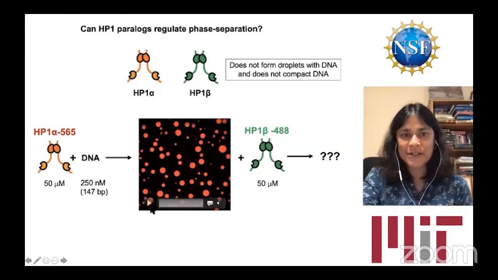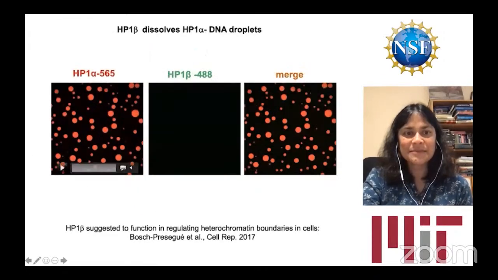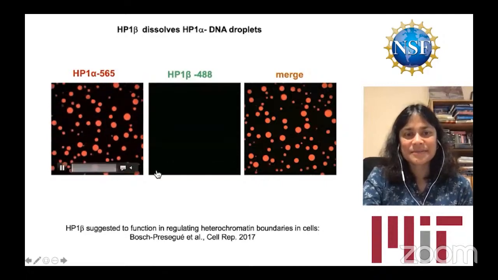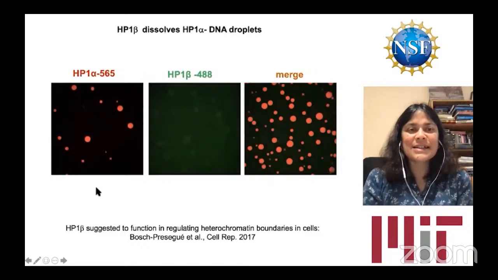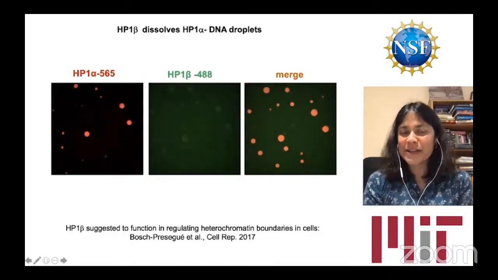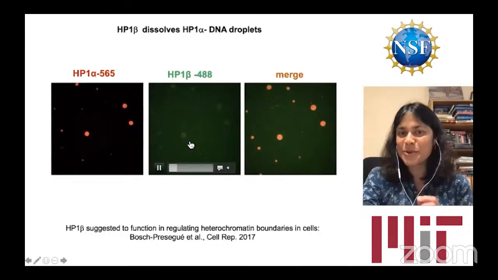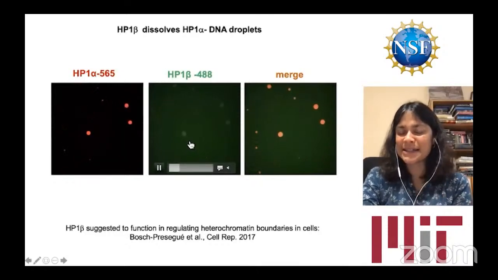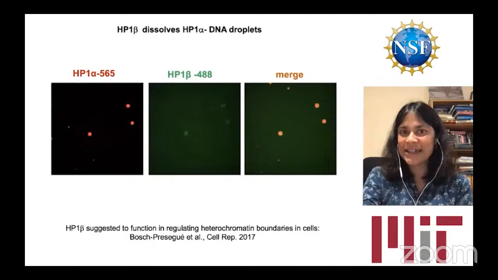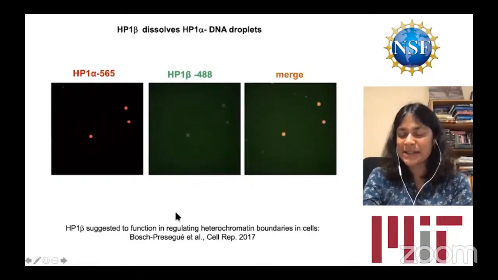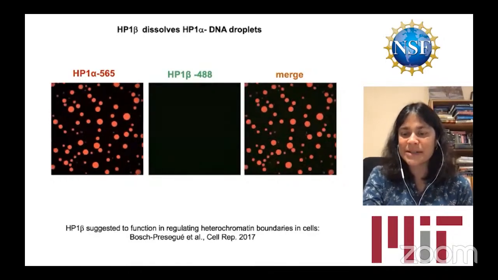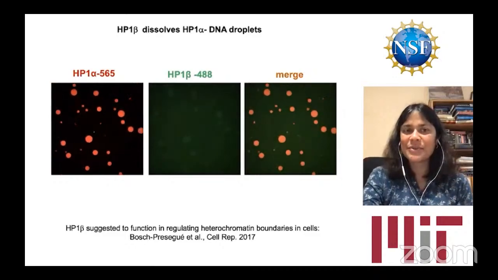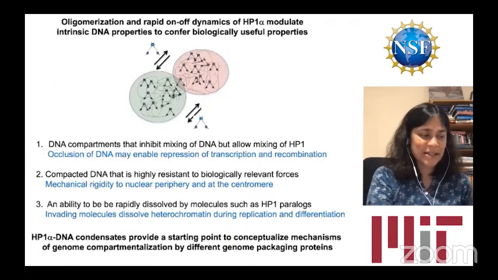Okay. And so this is what you'll see. You can see that HP1 alpha droplets are dissolving. But before they dissolve, HP1 beta, shown by the green channel, gets into the droplets. Okay? So HP1 beta is able to dissolve HP1 alpha droplets by transiently entering the droplets. We believe it does so by forming heterodimers that interfere with HP1 alpha's ability to interact with DNA.